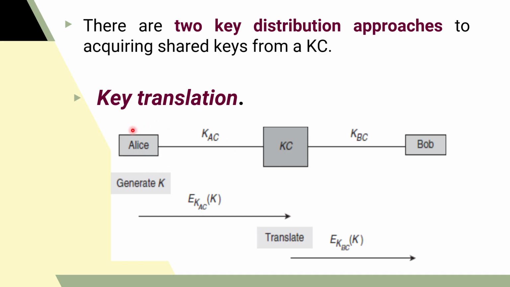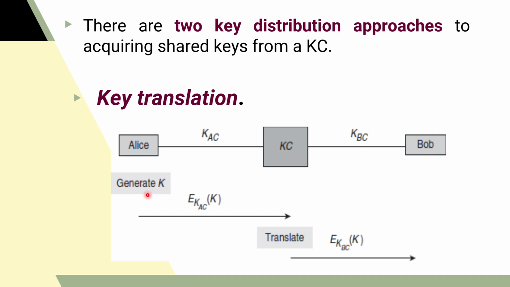In key translation, first Alice has the data key, and that data key is encrypted using the encryption key, that is KAC. With the help of this encryption key, the data key is encrypted and sent to the key center, and the key center decrypts it with the help of this encryption key. After decrypting, the key center encrypts that data key with KBC, the encryption key known by Bob. KAC is known by Alice, and KBC is known by Bob, which is why it encrypts with that key. When Bob receives it, Bob decrypts it, and in this way Bob gets the data key.